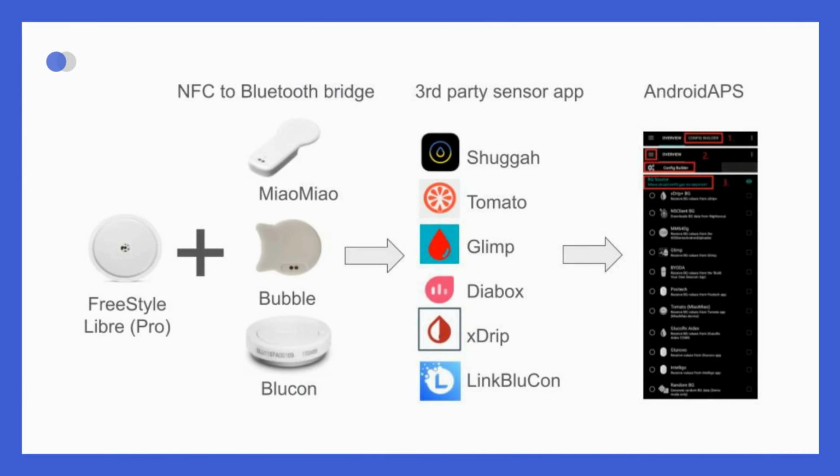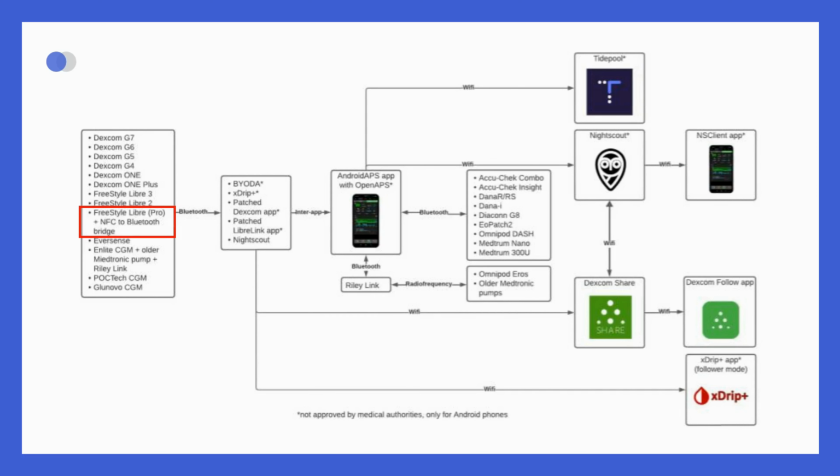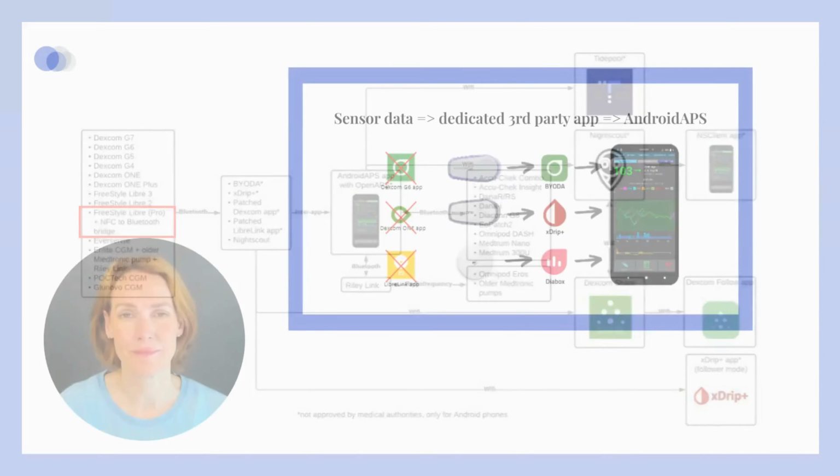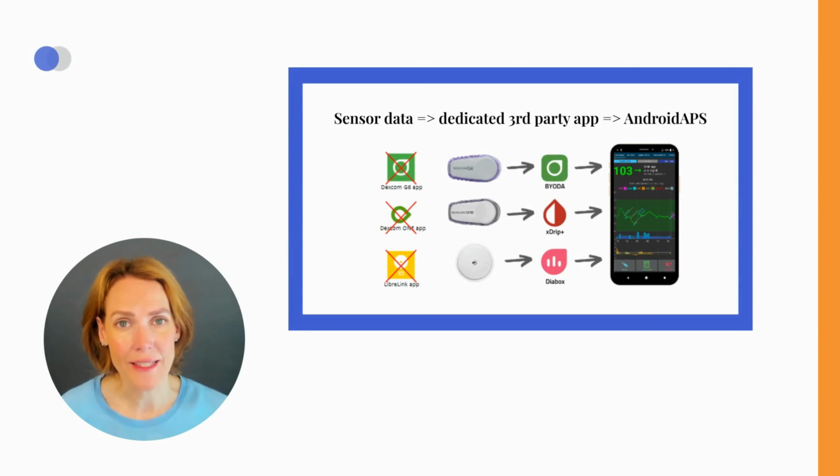If you only have access to older Freestyle Libre sensors, you will need an additional NFC to Bluetooth bridge, such as a MiaoMiao Reader, Bubble, or Blucon Night Rider. These NFC to Bluetooth bridges can link to specific open-source apps to receive the glucose values on your phone, after which they can be sent to AndroidAPS. By utilizing open-source sensor apps, you can receive sensor readings and seamlessly transmit them to the AndroidAPS app, allowing for effective diabetes management through the automated insulin delivery system.